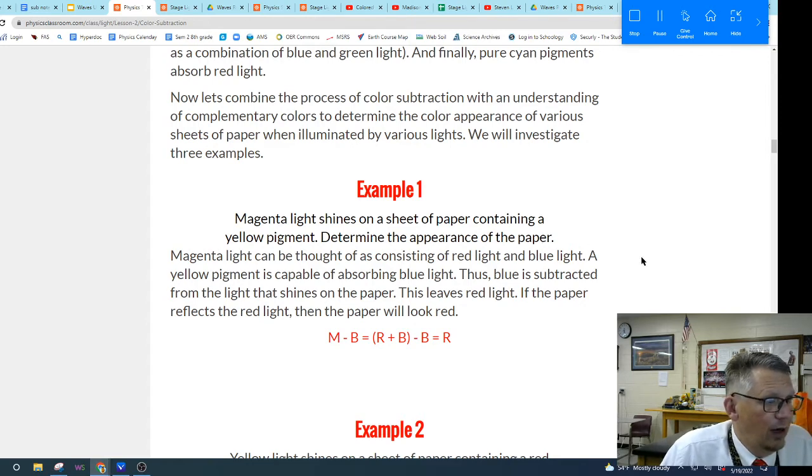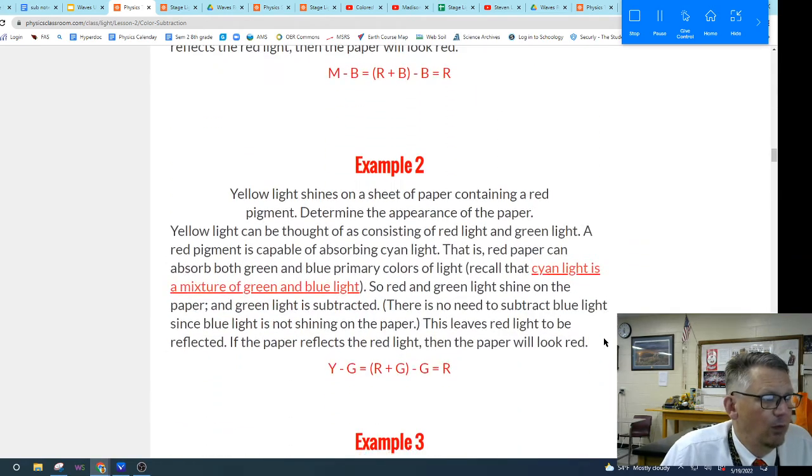Magenta light can be thought of as consisting of red and blue light. A yellow pigment is capable of absorbing blue light. Thus, blue is subtracted from the light that shines on the paper. This leaves red light. If the paper reflects the red light, then the paper will look red. So magenta, which is red plus blue, minus blue, will show up red.